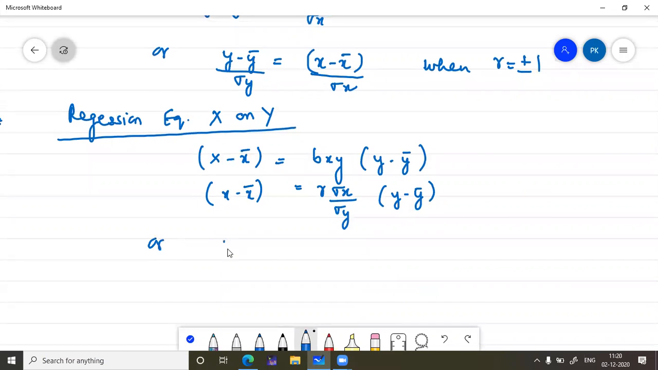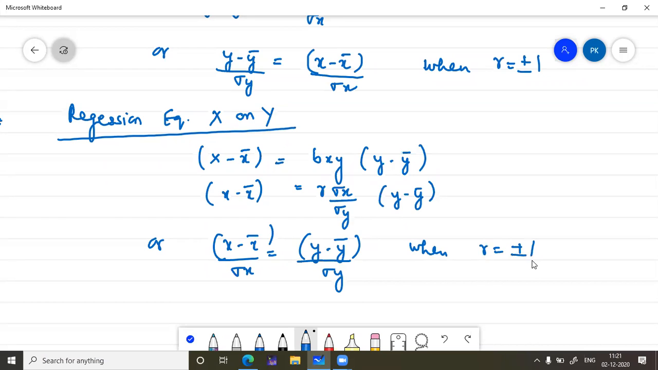So you see that if the value of the correlation coefficient is plus minus 1, then these two regression equations are the same. These two regression equations coincide. So this is also an important property of the regression equations. They will coincide in the case when the correlation coefficient between them is plus or minus 1. Then r is equal to plus minus 1. So these two lines coincide.